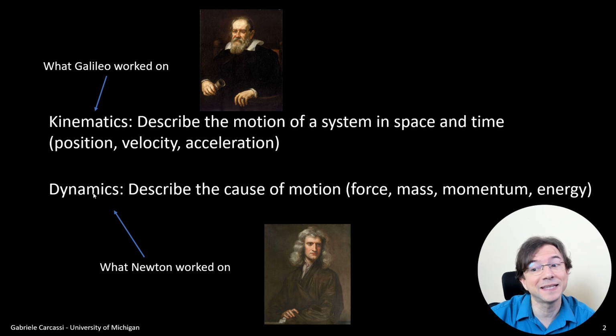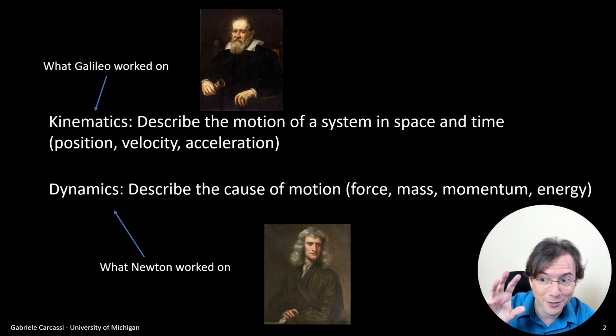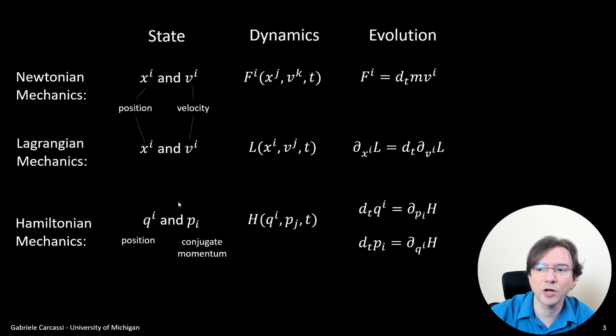And then there is the dynamics, and the dynamics describes the cause of motion. So forces, mass, momentum, and energy, all these are dynamical quantities in that sense. It tells you why things do the things that they do. And this is what Newton did with his first law. So we want to make sure that whenever we are describing a system, we're matching both the kinematics, what we see, and also the cause of motion, because mechanics is the description of both of these things, not just one.